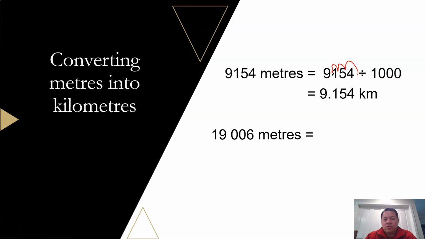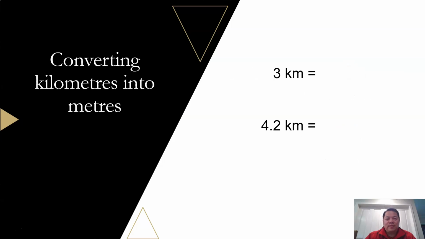Now, what about another question? 19,006 meters, you want to convert to kilometers. Same thing, you divide by 1,000, you move the decimal place 3 times. That's how you get 19.006 kilometers. So far, okay? Let's move on. Converting kilometers into meters. From a bigger unit to a smaller unit, you have to times 1,000. When you times 1,000, you move the decimal place 3 times to the right.